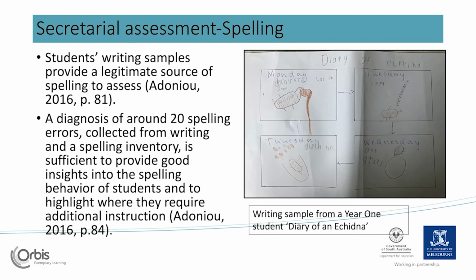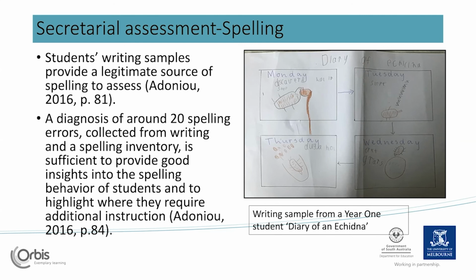O'Donoghue argues that student writing samples can provide one legitimate source of spelling data for assessment purposes. Through a diagnosis of spelling errors in a writing sample, a teacher can monitor student spelling progress and target the teaching of spelling skills to address the errors. Most importantly, O'Donoghue makes the salient point that teachers should purposely plan and teach all 4 of the spelling skills.